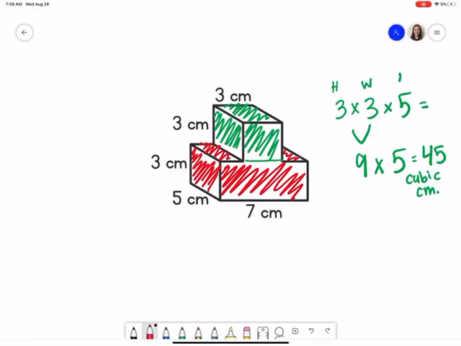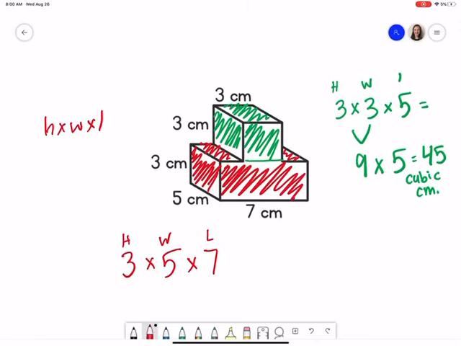Okay, so we have the height, which is 3. We have the width, which is 5. And we have the length, which is 7. Now, we can see I did height times width times length. That's what I did for both of these, isn't it?